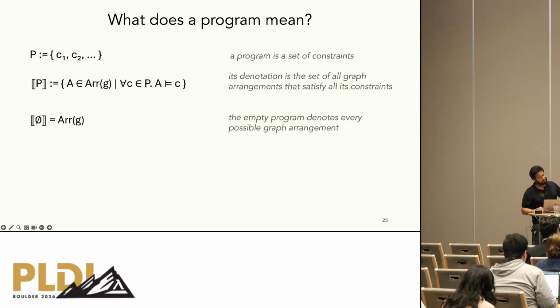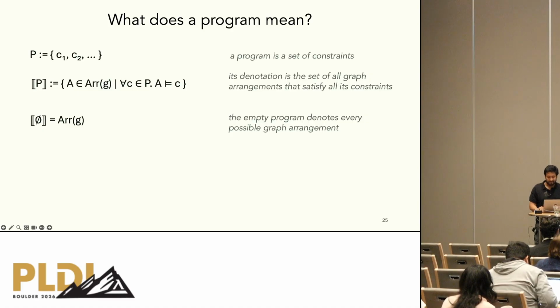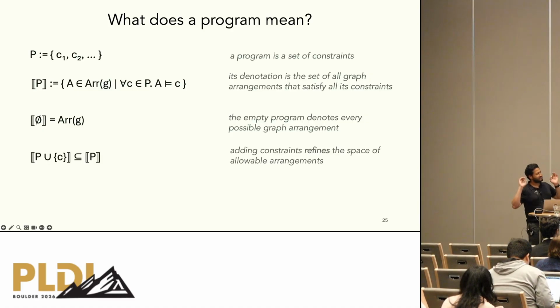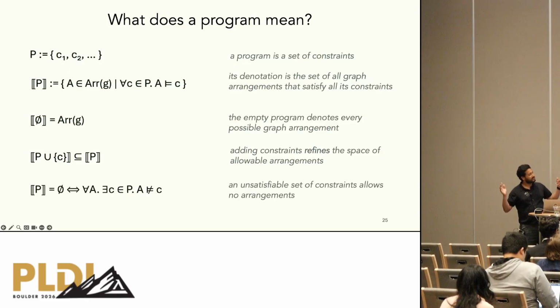The empty program denotes every arrangement, which is how you get this diagram for free at the beginning. If you don't write any constraints, you just get the default graph. You got the empty program. And most importantly, and this is the crux of the paper, adding a constraint strictly refines the space of allowable arrangements. You can rearrange things, carve things out, but you can never invent stuff that isn't in the underlying value. The diagram you see is always faithful. And if the denotation of your program is empty, you know that it's unsatisfiable.